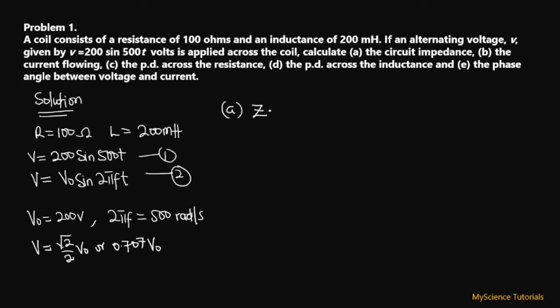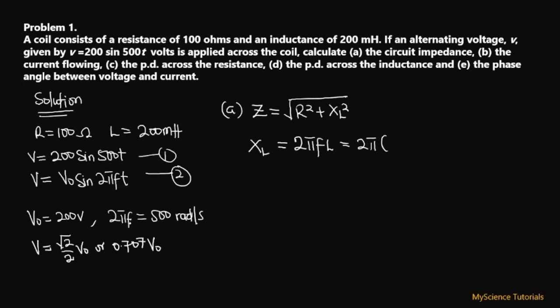So we know that the impedance in an R and L circuit is equal to the root of the resistance squared plus the inductive reactance squared. But if we look at the parameters that we have, we have the resistance, we have the inductance, but we don't have the inductive reactance. So we need to find that first. So XL is equal to, from our previous tutorial, we established the fact that XL is equal to 2 pi f L, where f is the frequency and L is the inductance that has been given to us over here. So from here, we can do the computation and we have our frequency.